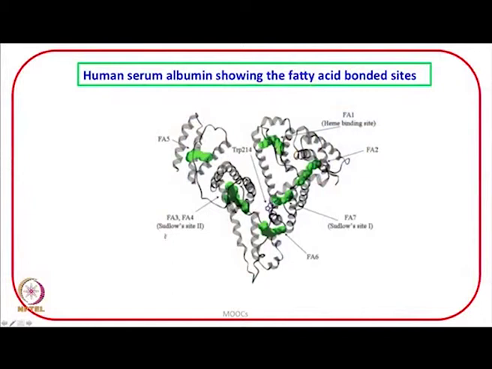And these binding sites are seen in this picture. FA1, FA2, and all other possible fatty acid binding sites are shown over here.